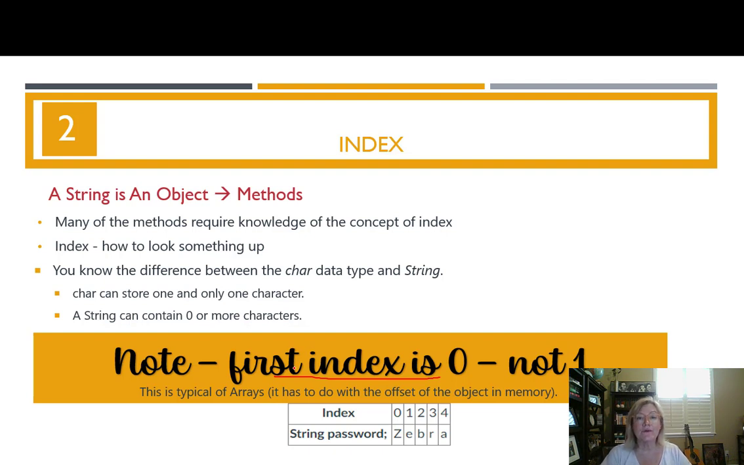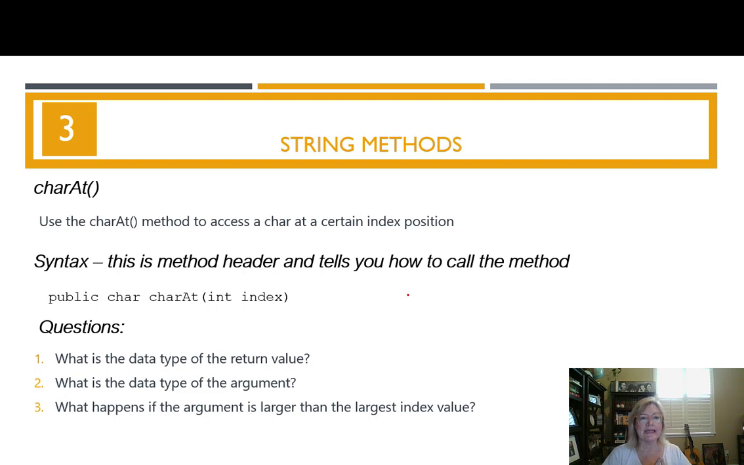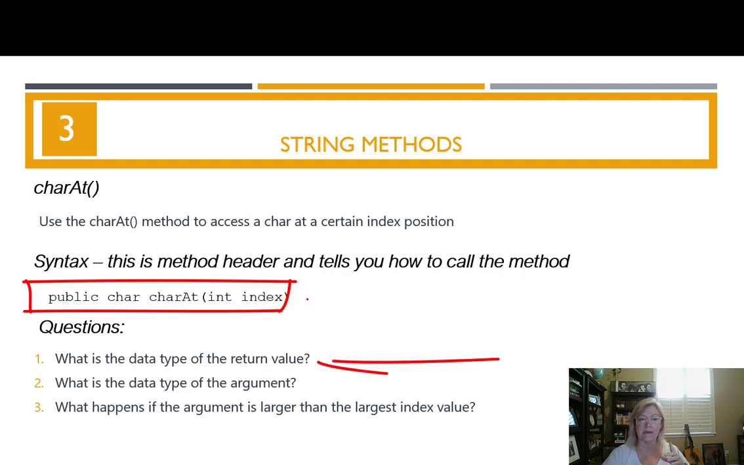And this is typical of arrays. It has to do with the offset memory. We'll learn more about that maybe next semester. So the first string method I want to look at is charAt. This is the method header for charAt. Now take a look, and I want you to think, what is the data type? Looking at this, what data type is being returned?